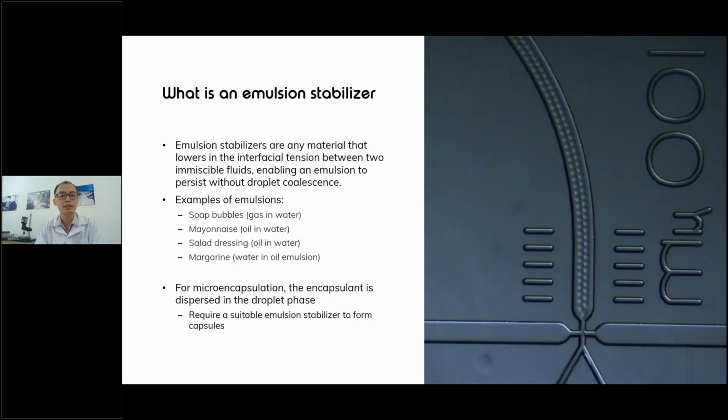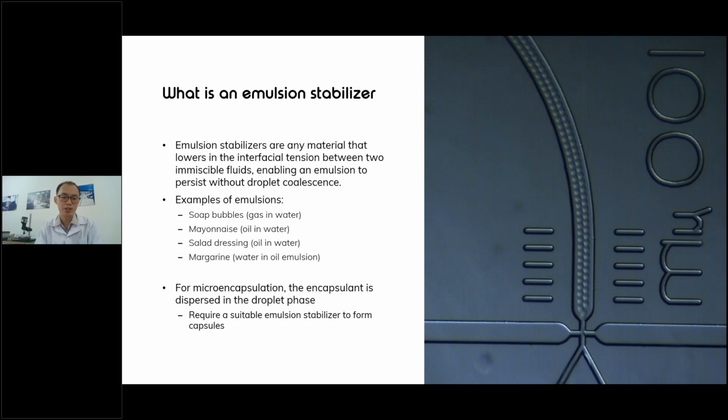So first, what is an emulsion stabilizer? Emulsion stabilizers are any materials that lower the interfacial tension between two immiscible fluids, which enables an emulsion to form without droplet coalescence. In simple terms, an emulsion stabilizer is any material that can stabilize an emulsion during droplet generation. Some examples of emulsions include soap bubbles, which is gas in water, mayonnaise, which is oil in water, salad dressing, which is an oil in water emulsion, and margarine, which is a water in oil emulsion.